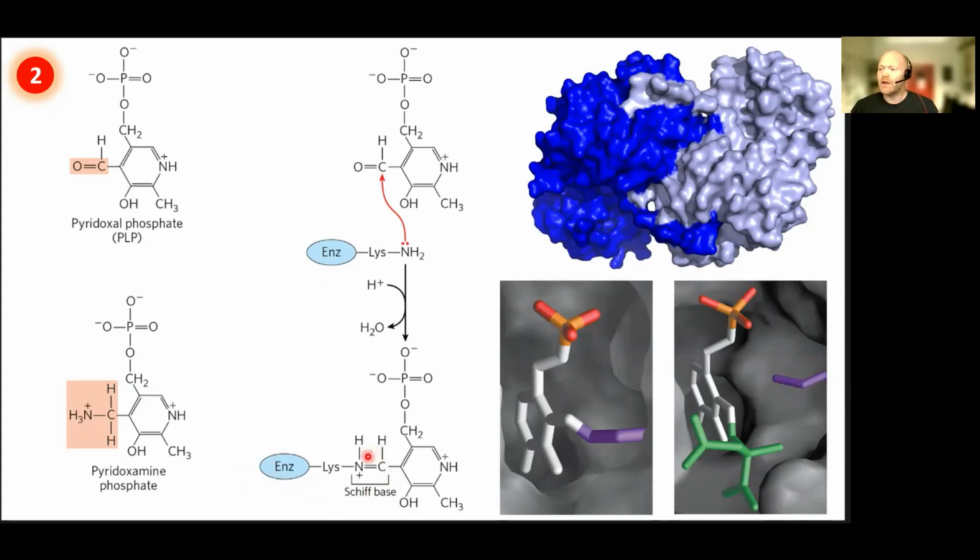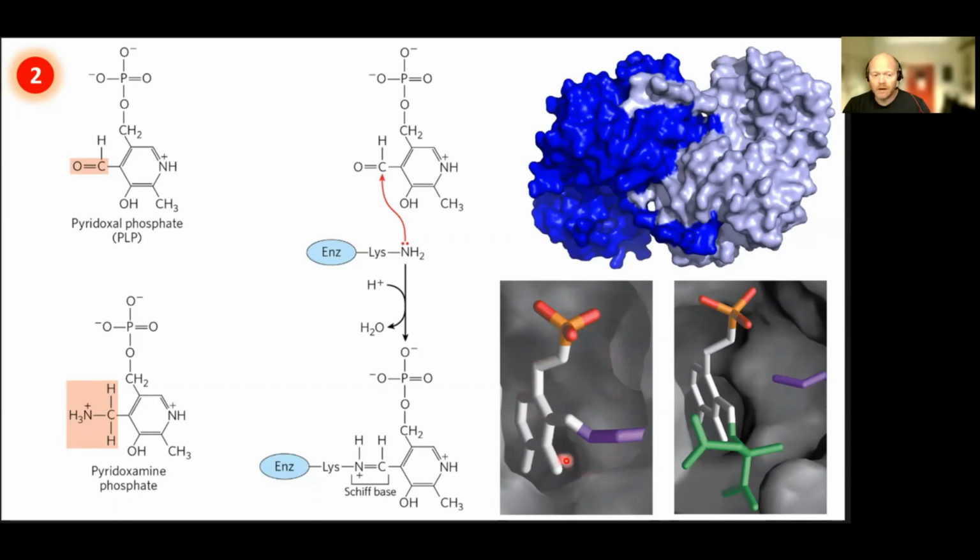Although I showed the enzyme as a monomer in the previous representation, it is in reality a dimer, as shown in the top right of the slide, with chain A in blue and chain B in light blue. So at the bottom left, PLP, the prosthetic group, is shown in a close-up of the active site.